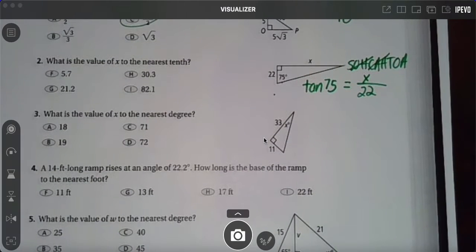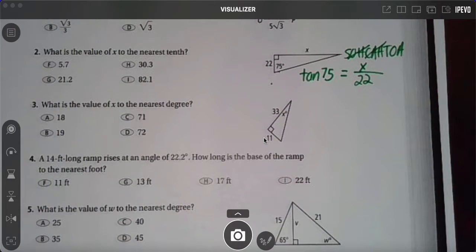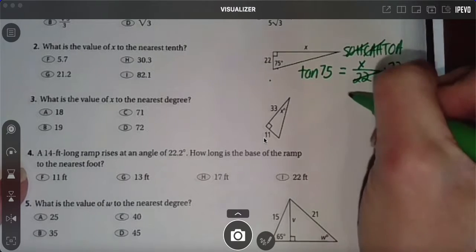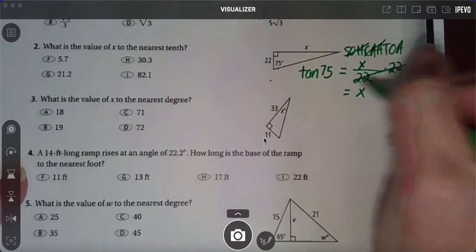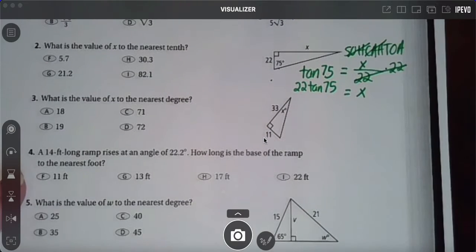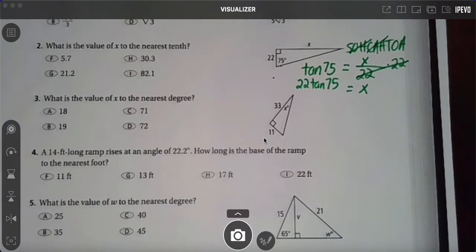Now, we have that trig function written there. All you're doing is thinking, I need to solve for x. So instead of dividing by 22, what do I need to do? Multiply by 22. So when I multiply over here, they cancel out. And then I'm just going to type in my calculator, 22 times the tangent of 75. And let me do that.